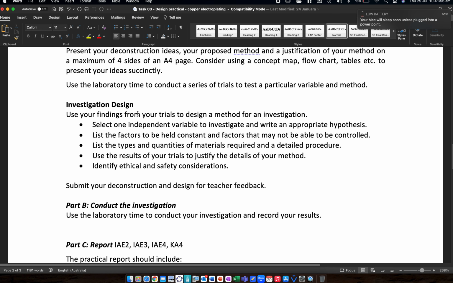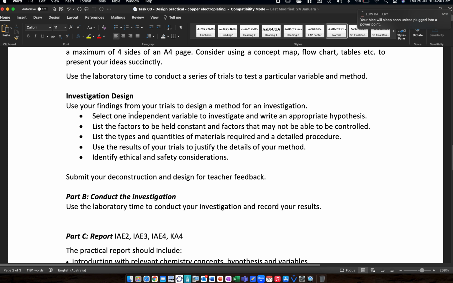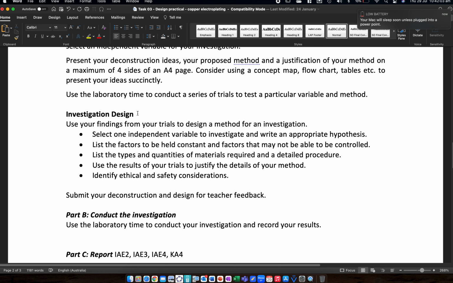So once you've come up with that, okay, your design is part of this 4 pages. So this investigation design is part of that 4 pages. Okay, so you need to put all of that stuff down, including safety considerations, all that sort of stuff. So 4 pages to cover the deconstruct and this design.